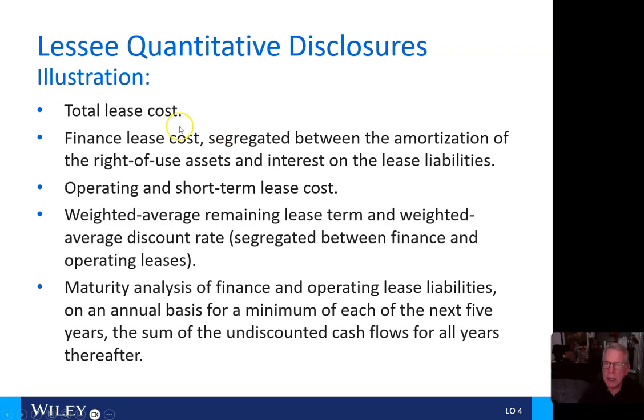All right, now, quantitative disclosures would include 1, the total lease cost. 2, finance lease cost, segregated between the amortization of the right of use assets and interest on the lease liabilities. 3, operating and short-term lease cost. 4, weighted average remaining lease term and weighted average discount rate segregated between finance and operating leases. And 5, maturity analysis of finance and operating lease liabilities on an annual basis for a minimum of each of the next 5 years, and the sum of the undiscounted cash flows for all years thereafter.